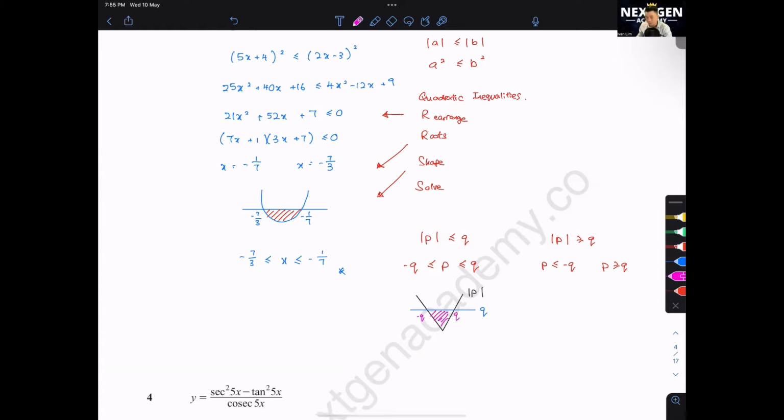Negative Q and Q. Okay, but how do I know whether it's negative Q or Q also? You have to understand all from the modulus. Then if it's more than, then it'll be on top. It will be on top like this. Okay, so you put like this.